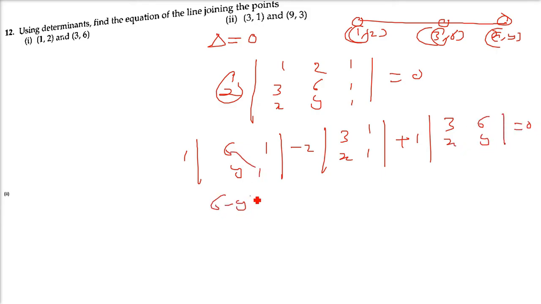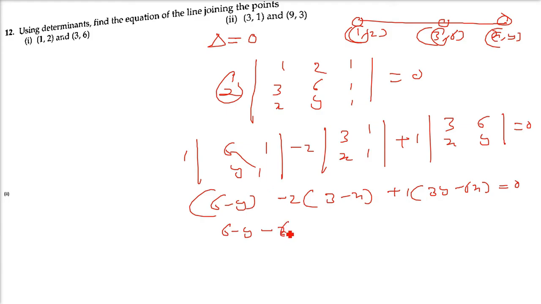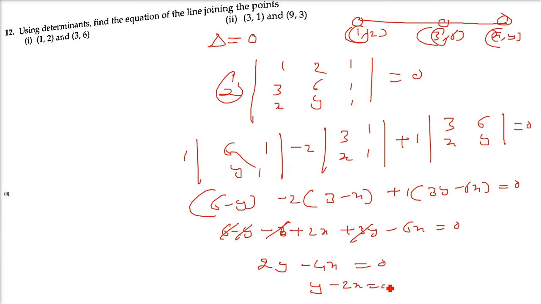So 6 minus y here, minus 2 times (3 minus x) here, and plus 3y minus 6x equals 0. So 6 minus y minus 6 plus 2x plus 3y minus 6x equals 0. So what do you get here? 3y minus y is 2y, and 2x minus 6x is minus 4x. The 6 gets cancelled. So you get 2y equals 4x, that is y equals 2x. y equals 2x is your whole equation of the line.